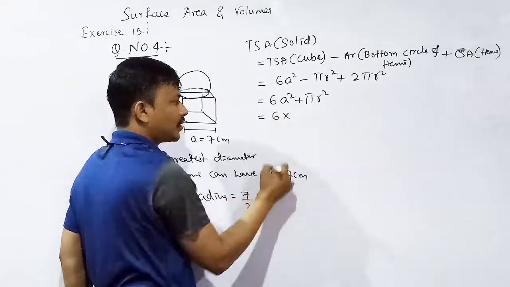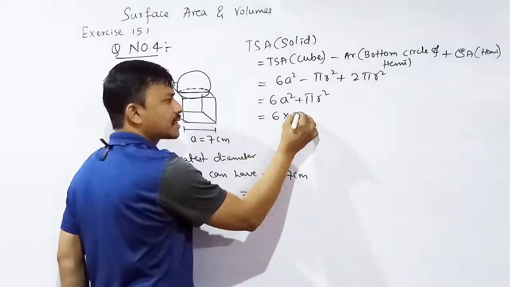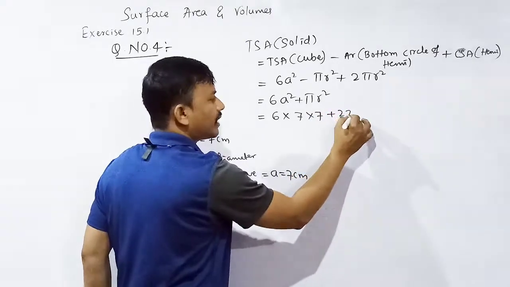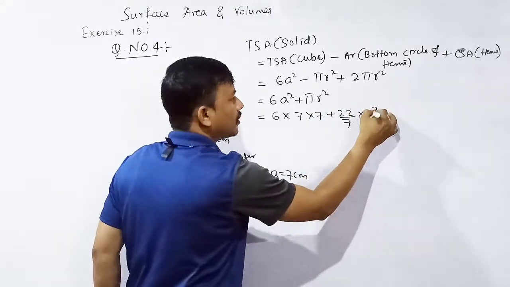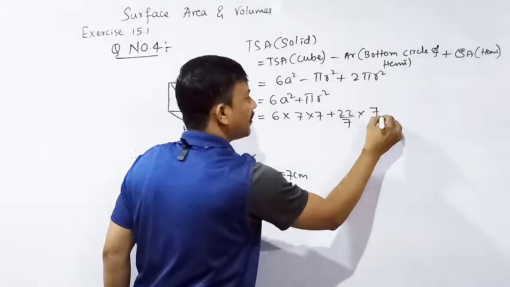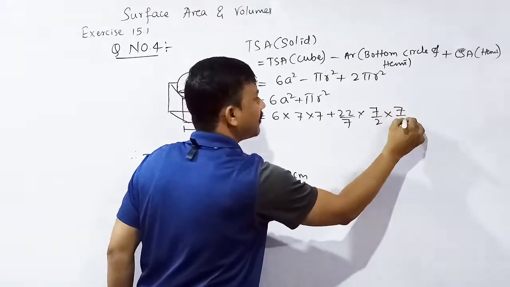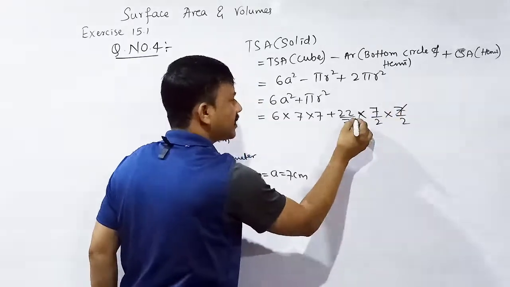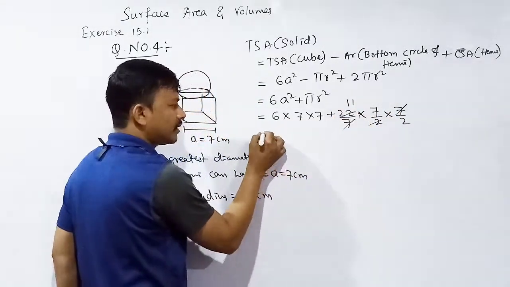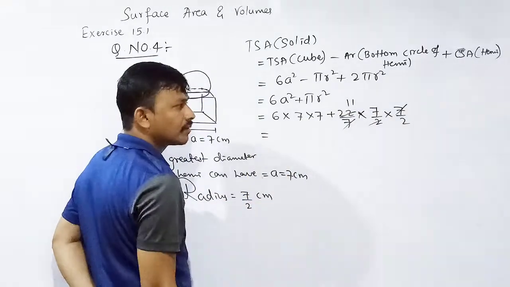this is equal to 6 into what is the side value? 7 into 7 plus 22 divided by 7 into 7 divided by 2 into 7 divided by 2. 7 7 cancel, 2 ones are 2, 11s are, this is equal to 7.